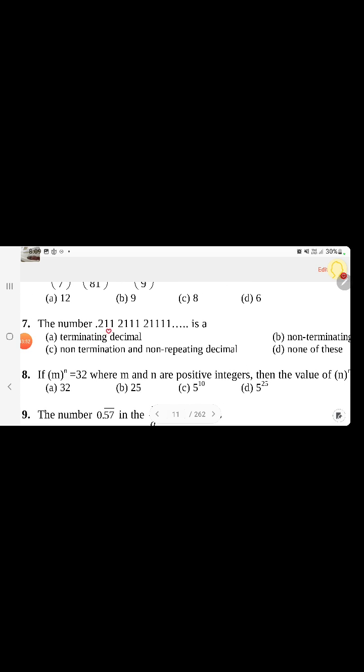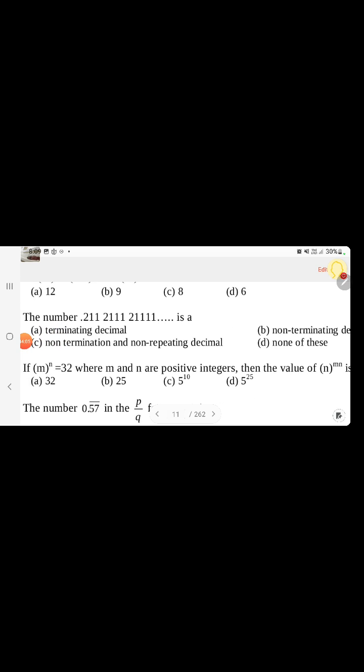And what is the seventh one? The number 0.211, 211, 2111, and so on keeps on increasing. You can see the decimal form keeps on increasing. What is being asked? Is it a terminating decimal, non-terminating decimal, non-terminating and non-repeating decimal, or none of these? This is non-terminating as well as non-repeating. Here we have 2 ones, 3 ones and 4 ones. It keeps on increasing, so it is not repeating. So it is a non-terminating and non-repeating decimal. The option is C.